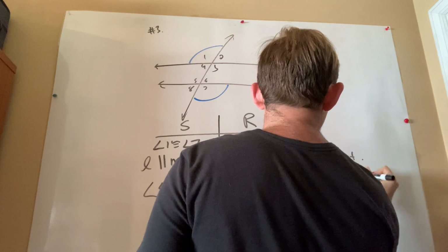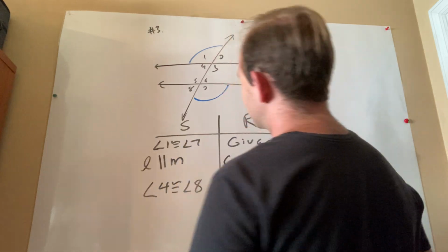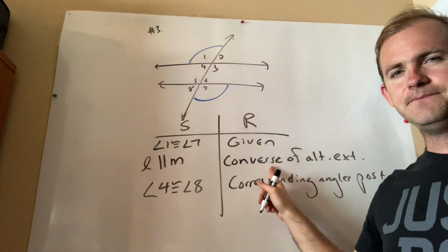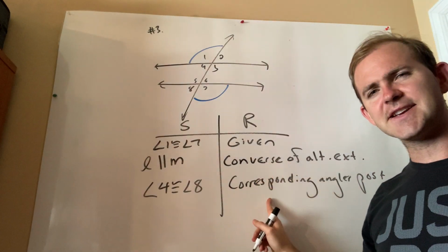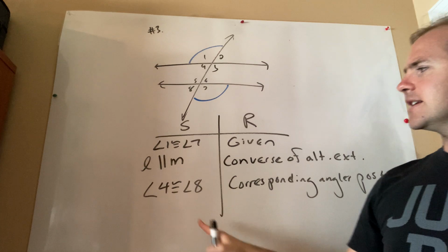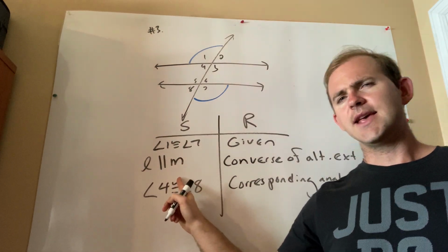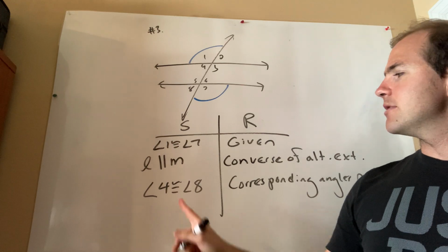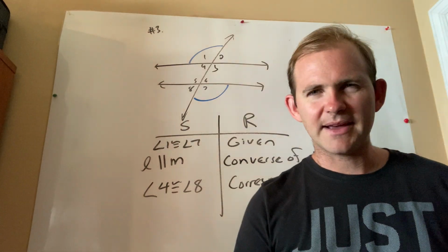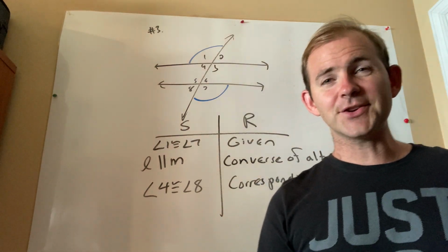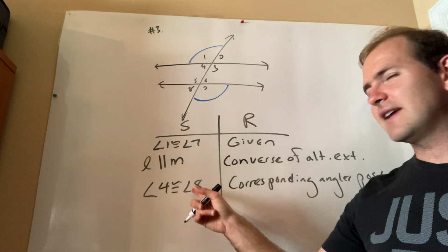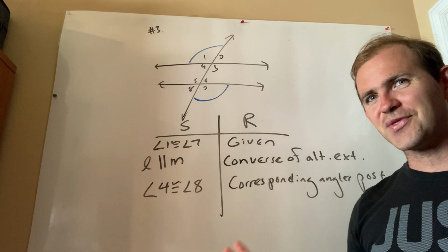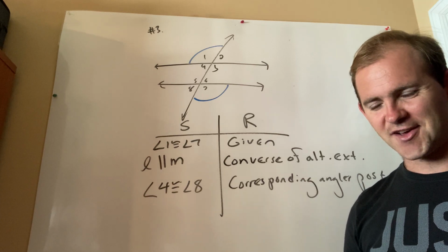Okay, so something that always gets a lot of people confused: why did I use converse here and not here? Well, in this step, I was trying to prove that lines are parallel, right? If I'm trying to prove that lines are parallel, that's when I use the converse. But for my last step, I'm not proving lines are parallel anymore. I've already done that in step 2. Now, I'm trying to prove angles are congruent. So to prove angles congruent, I use the regular theorem instead, okay?